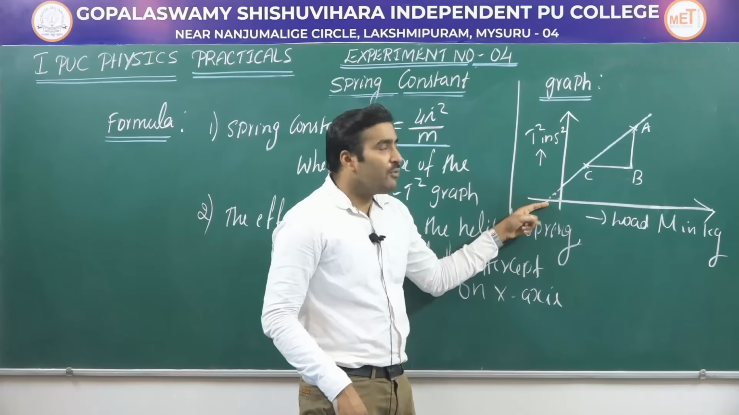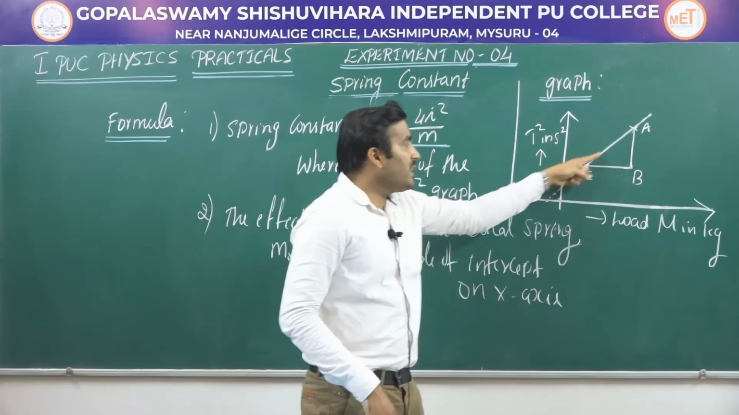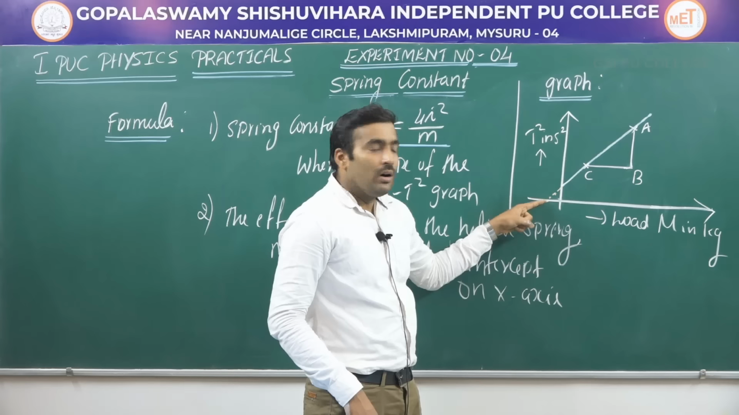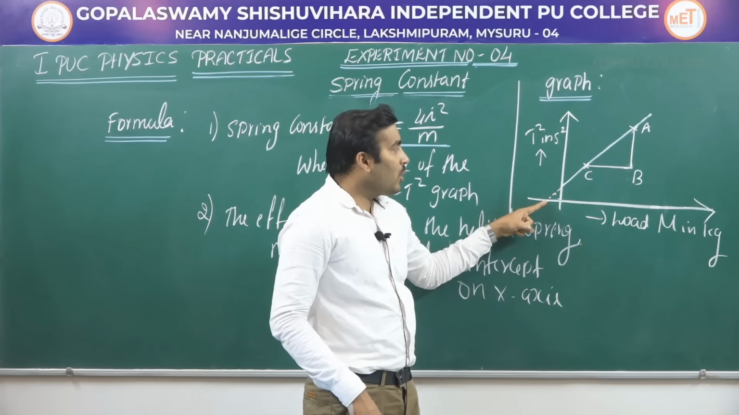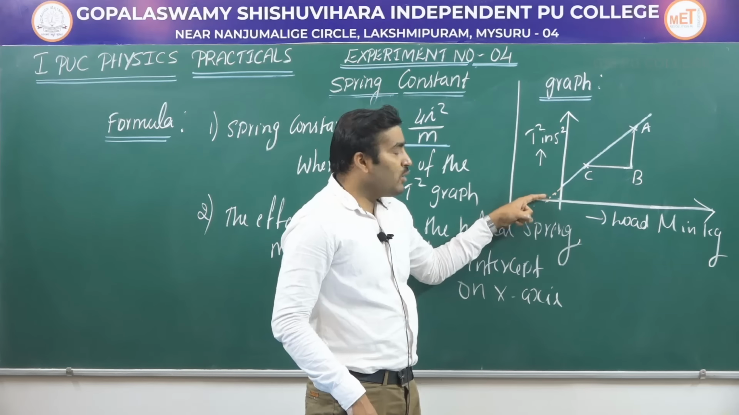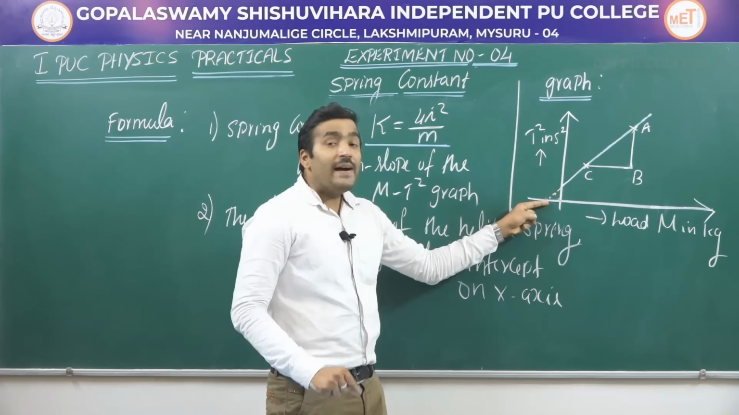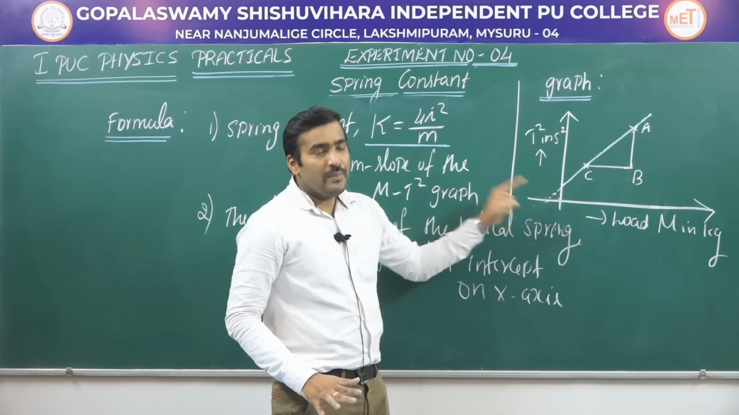You can look at this graph. So here we have a graph. If we get a straight line like this, which has a negative x-intercept, and if I find the value of this intercept, we get the effective mass of the spring. Okay. Fine.